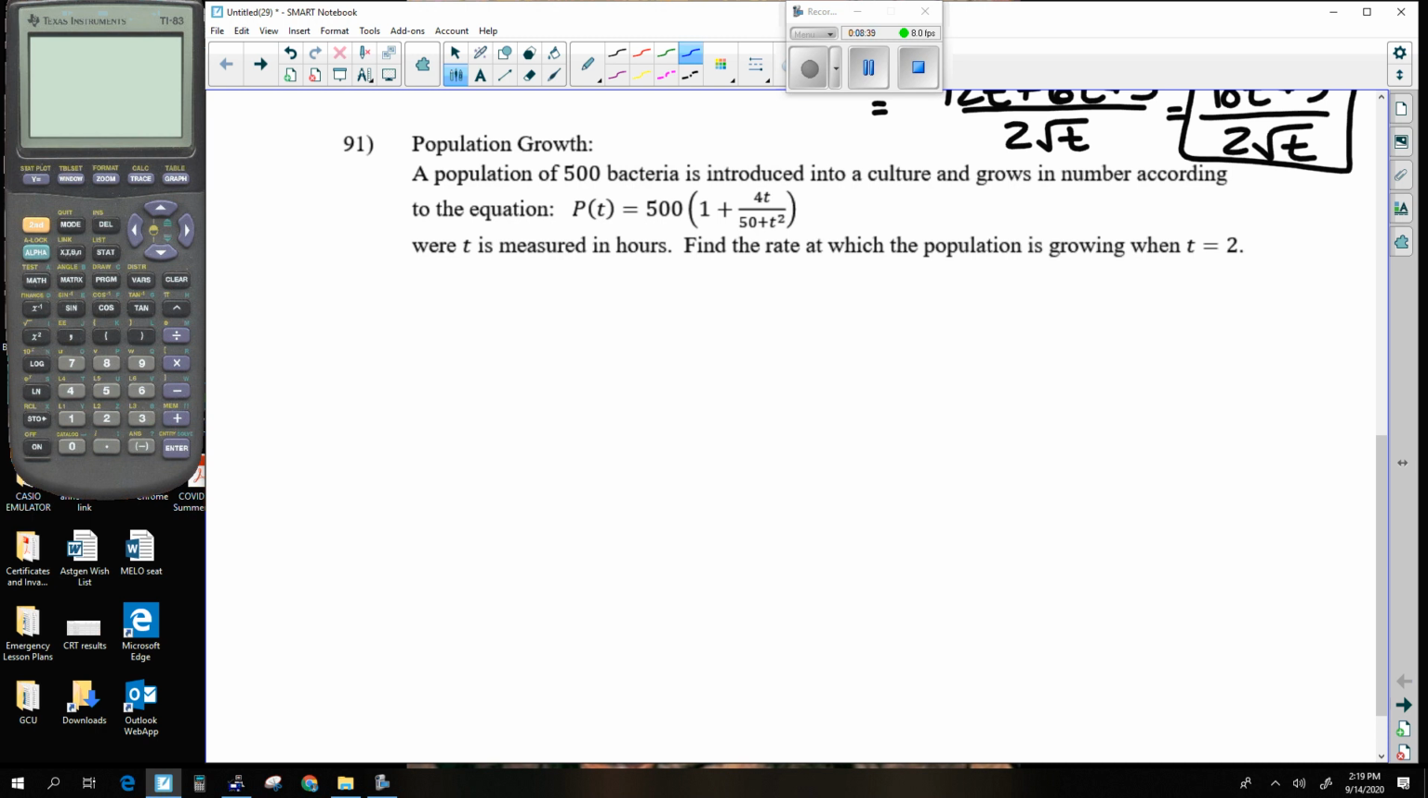Population of 500 bacteria is introduced into a culture that grows in number according to the equation. All right, so that's the population, where t is measured in hours. Find the rate of the population, the derivative of the population, when t is equal to 2. So the rate is a derivative. It's like the velocity of population. So you take the derivative of this.